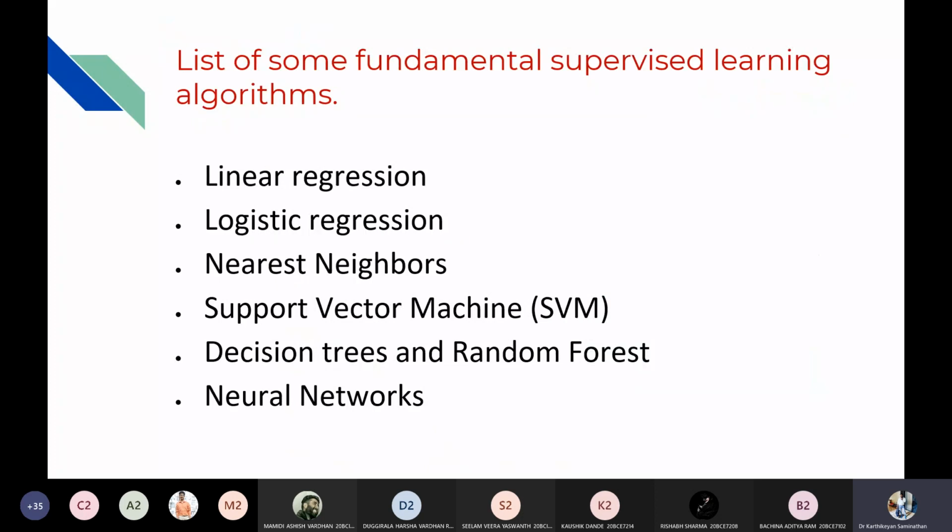So there are some more fundamental supervised learning algorithms. One is linear regression. The second one is logistic regression. Then we used to call k nearest neighbors, support vector machine, decision tree, random forest, neural network. So these are all your supervised machine learning techniques. Anyway, we will see one by one.